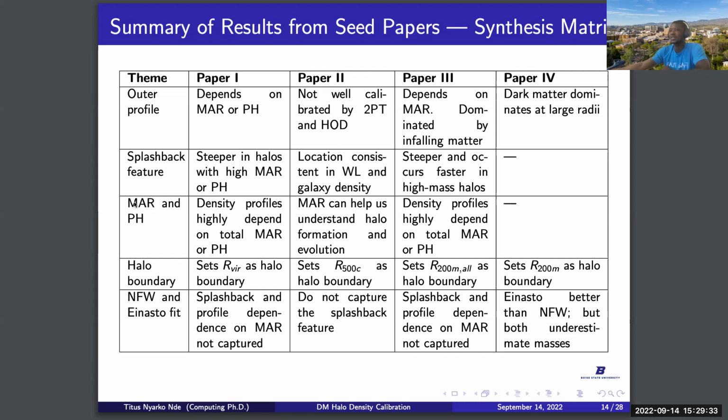So when it comes to the mass accretion rate and peak height, paper 1 identifies that the density profile highly depends on these two factors. And the mass accretion rate can also help us to understand halo formation and evolution. Paper 3 says that density profiles are highly dependent. So paper 1 and paper 3 basically have so much similarity in their results. Paper 4 did not consider this.